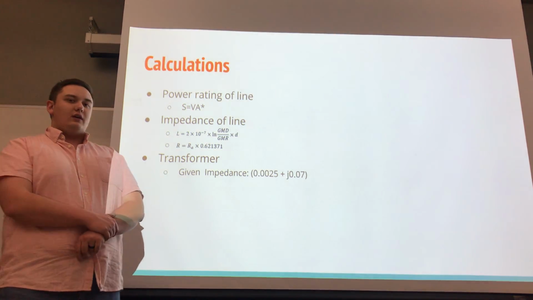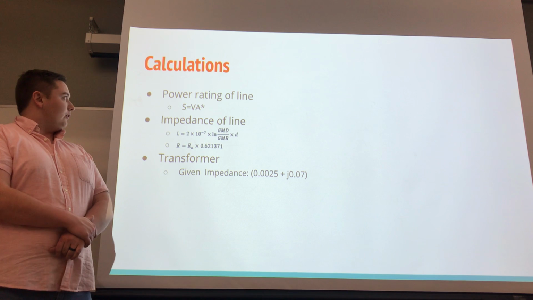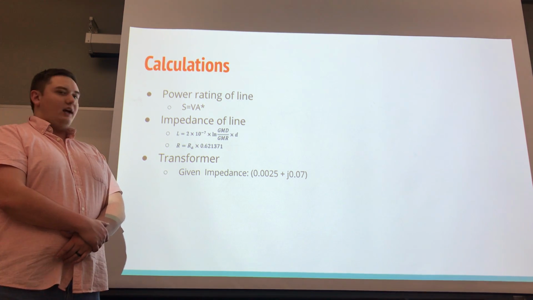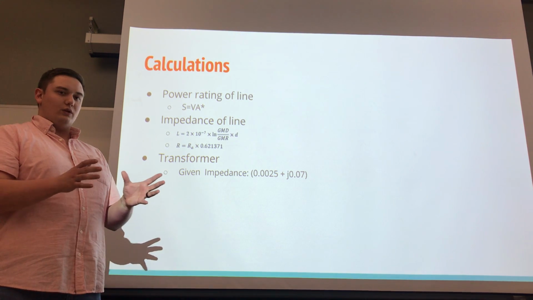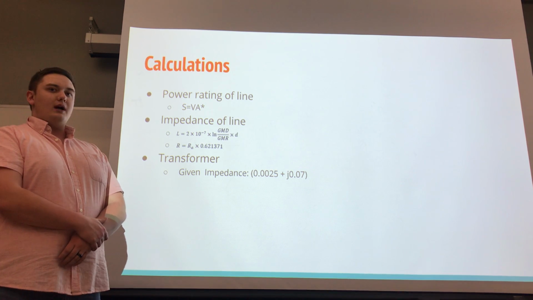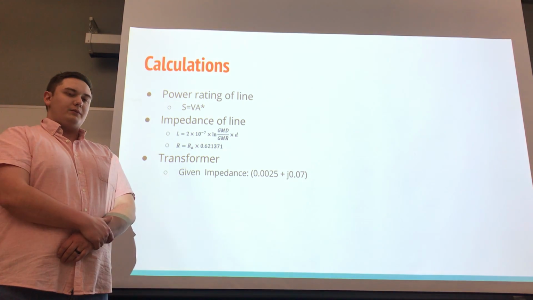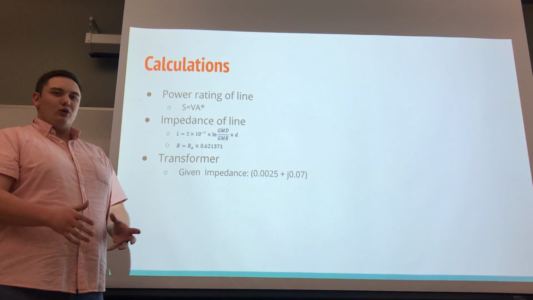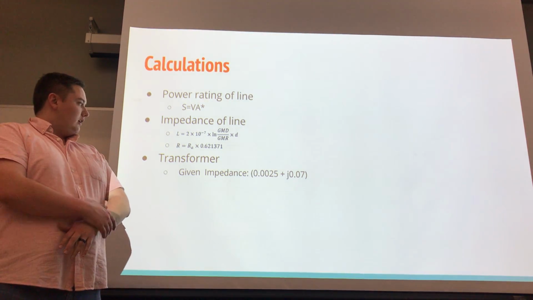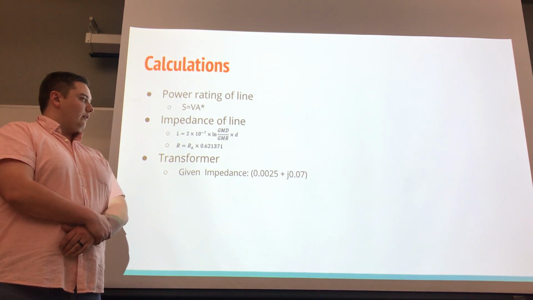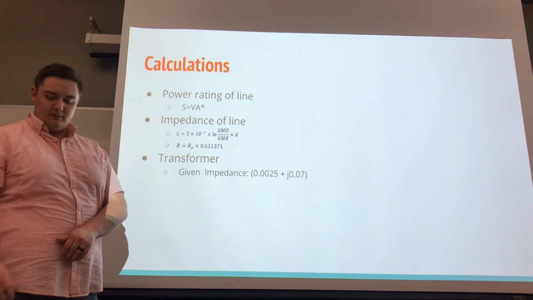For our calculations, obviously we just had a few given equations. So the first one was for S, obviously equals VI conjugate. And for our lines, since they were lower voltage, we only had to worry about the series parameter. So we calculated the inductance L and the resistance R of the lines to come up with the impedance. And those wound up being in per unit values. And finally, the transformer that was used, we were given the impedance, and that was 0.0025 plus j0.07, and that was also in per unit.